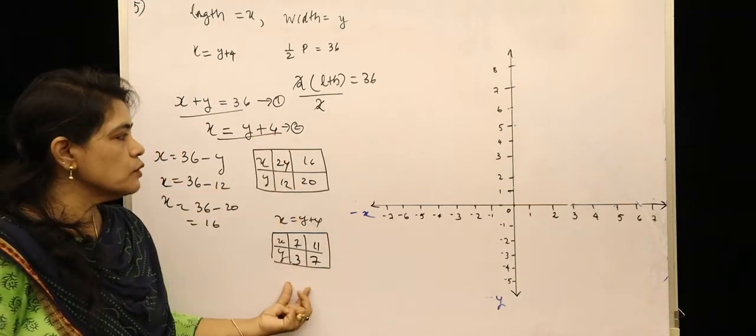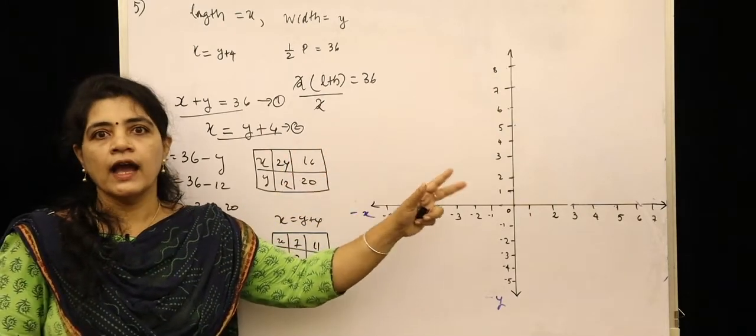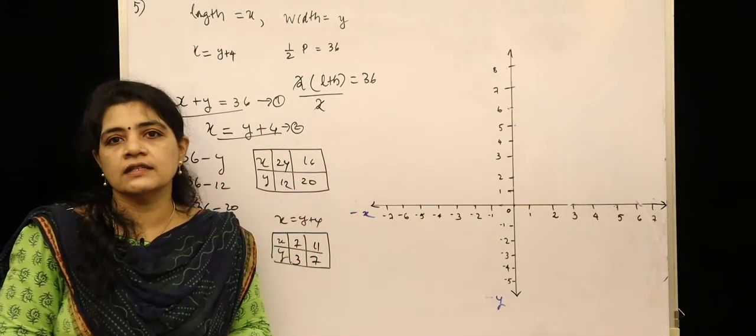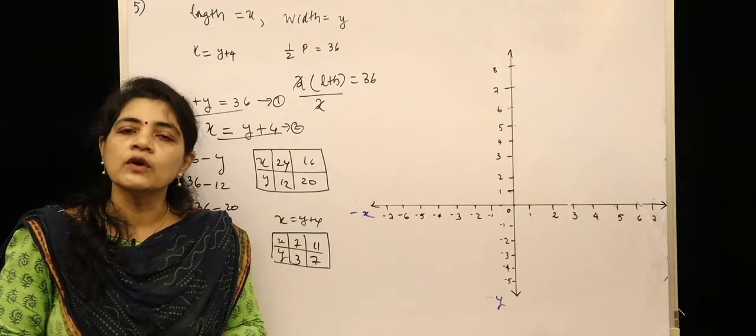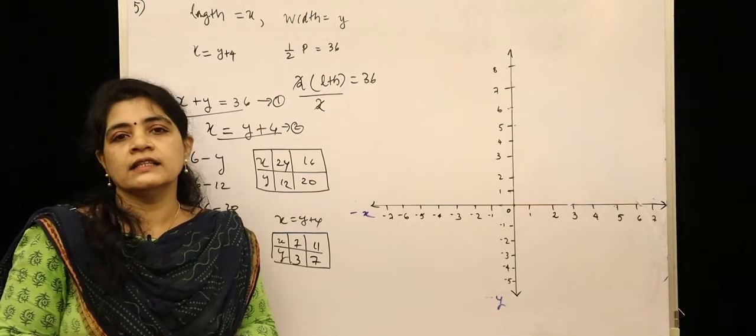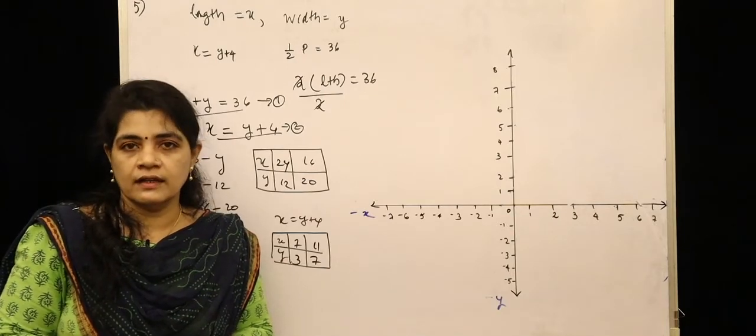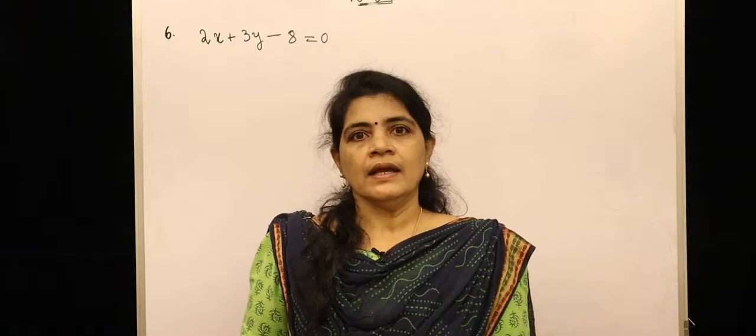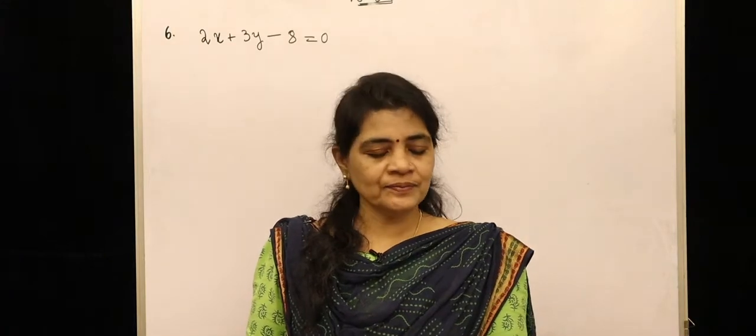So using this solution set, you can plot the graph and see where that graph intersects, and that point will give you the values of measurement of length and breadth of the rectangular garden. Is it okay, children? Now we are solving the sixth problem.